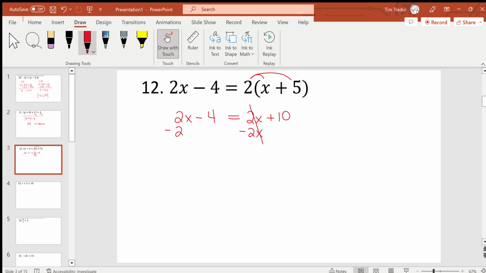Subtract 2x on this side, and we've encountered another issue because the x's are all gone. And I'm left with negative 4 equals 10, which of course is false. So when the variables drop out like that and we're left with a false statement, that means no solution. So again, we can use our symbol for the empty set, or we can write out no solution.